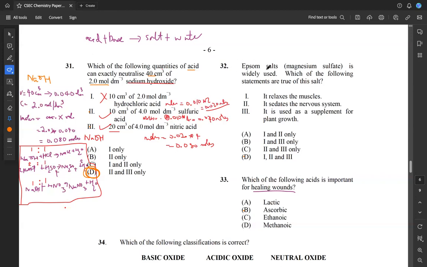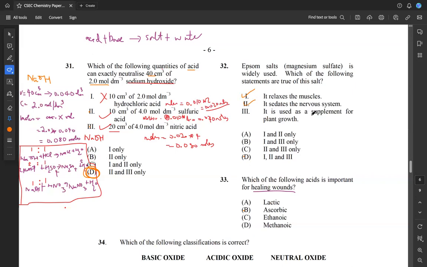So 32 says that Epsom salts, or magnesium sulfate, that's the scientific name for it, is widely used, right? Which of the following statements are true of this salt? So Epsom salts relax the muscles, that's true, right? It sedates the nervous system, so people will use it when they want to calm down a little bit. They might soak their feet in it, or they soak themselves in an Epsom salt bath, right? So it sedates the nervous system, that's correct.